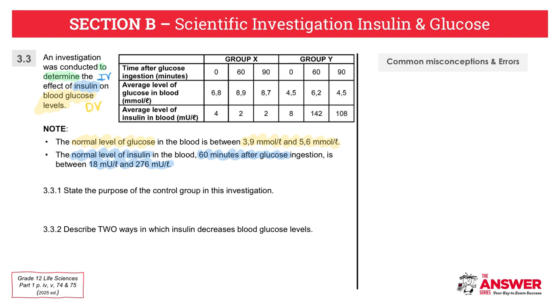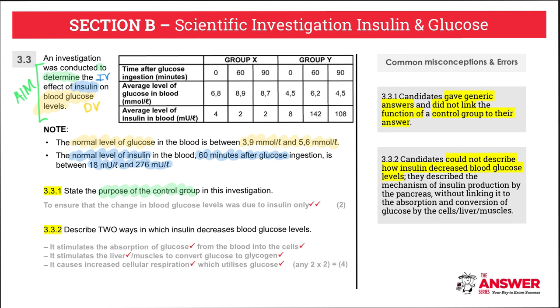If we look at the first question, it asks you to state the purpose of the control group in this investigation. So the introduction says that the aim was to determine the effect of insulin on the blood glucose levels. Also consider that the introduction stated that the control group consisted of a group of diabetics. So that means we have a group of people that don't have insulin in their body or struggle to produce insulin, and then we are comparing their results to a group of healthy individuals that do have the capacity to produce insulin. So what that's going to allow us to do is to see exactly what insulin does to the blood glucose levels. And so the control group in this case, consisting of diabetics, is going to ensure that any change in the blood glucose levels we do observe is as a result of insulin only, because that is the big factor that differs between these two groups.